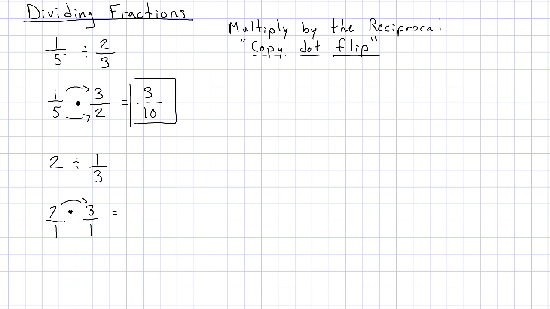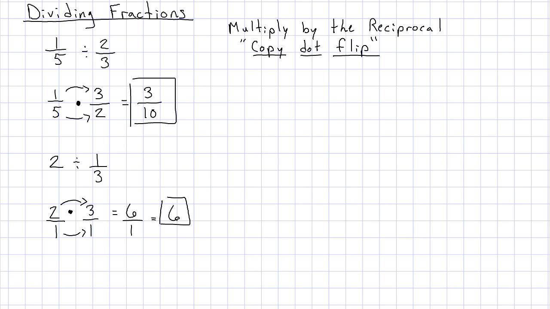And then we can multiply like we always multiply with fractions. 2 times 3 is 6. 1 times 1 is 1. So that answer is 6. What are we saying here? We're saying how many times does 1/3 go into the number 2? Well, 6 times.